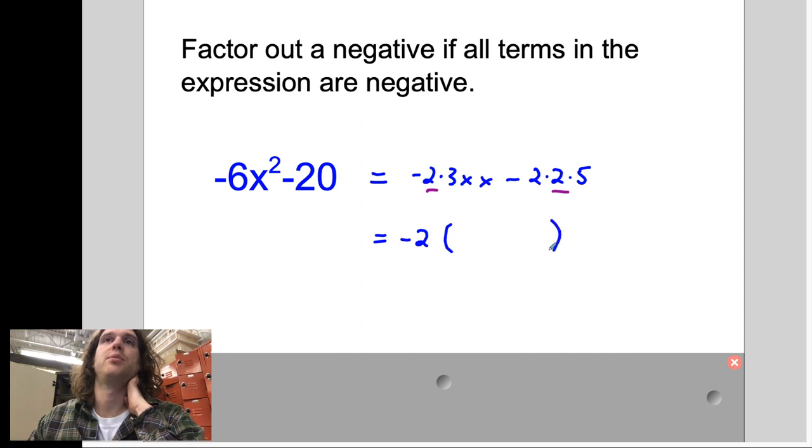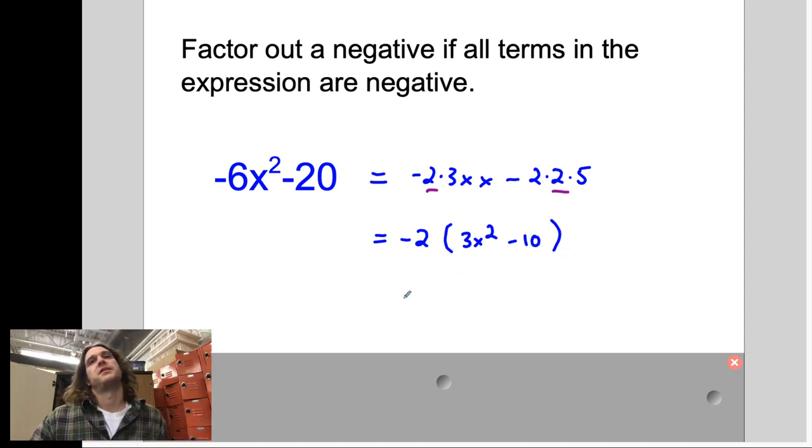Now remember, when I multiply this out, I need both terms to be negative. So what does that tell you about the sign of what's in here when I do the distributive property? Since these are both negative, I need both of the things on the inside to be positive. So what's left is 3x squared minus 10.